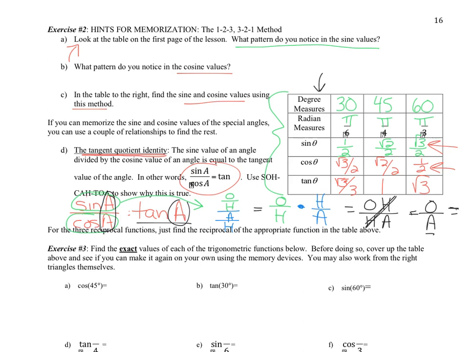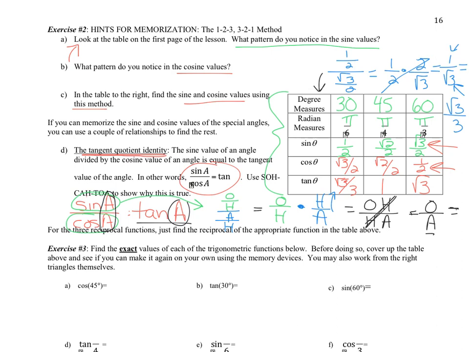So for example, for 30 degrees, if I take the sine value of 1/2 and divide by the cosine value of radical 3 over 2, simplify that, I get 1/2 times 2 over radical 3. This time I am going to do the cancellation. Okay, that gives me 1 over radical 3. And if I rationalize the denominator, multiply both numerator and denominator by radical 3, I end up with radical 3 over 3, which is the value of tangent, radical 3 over 3.